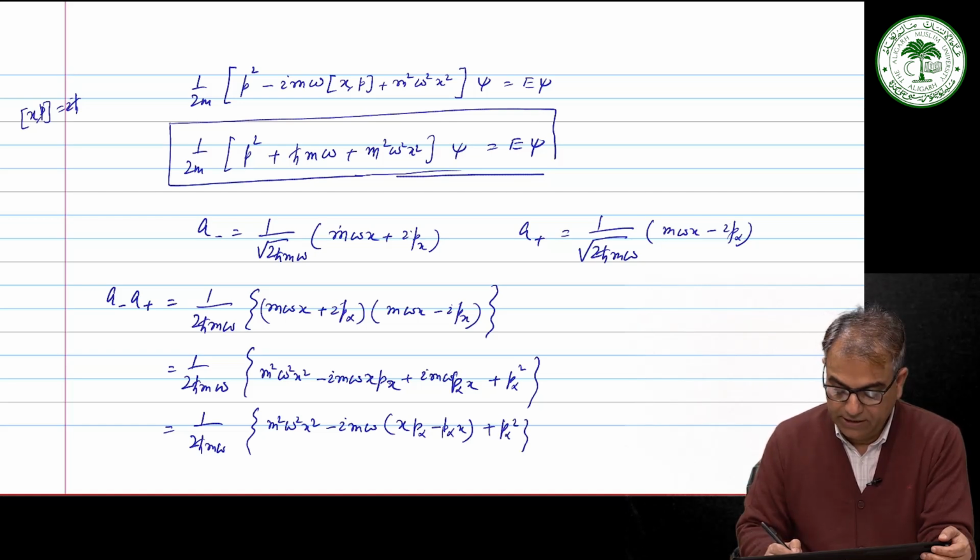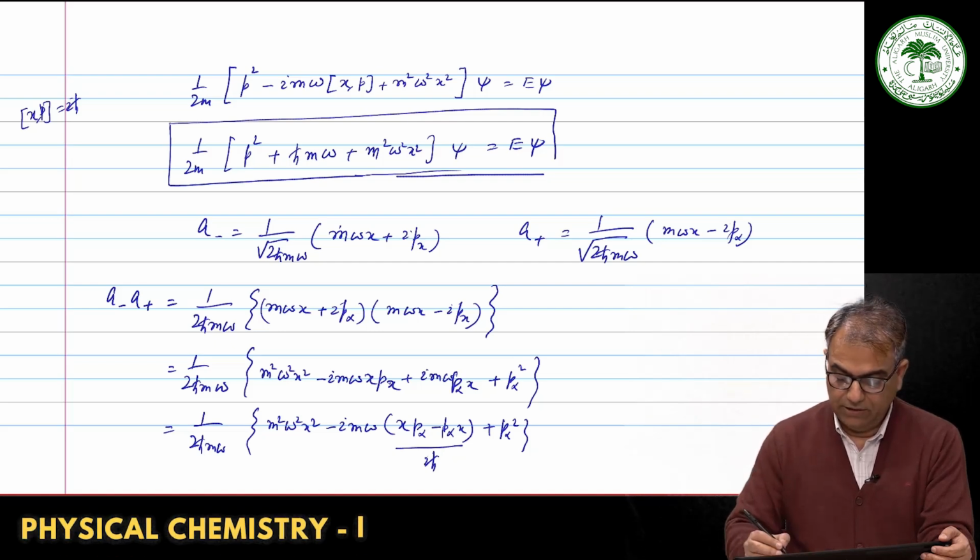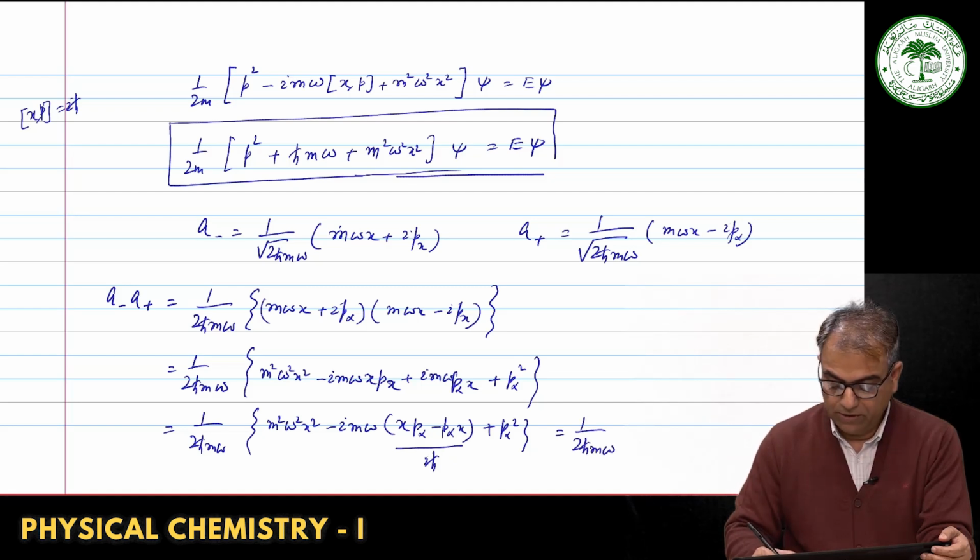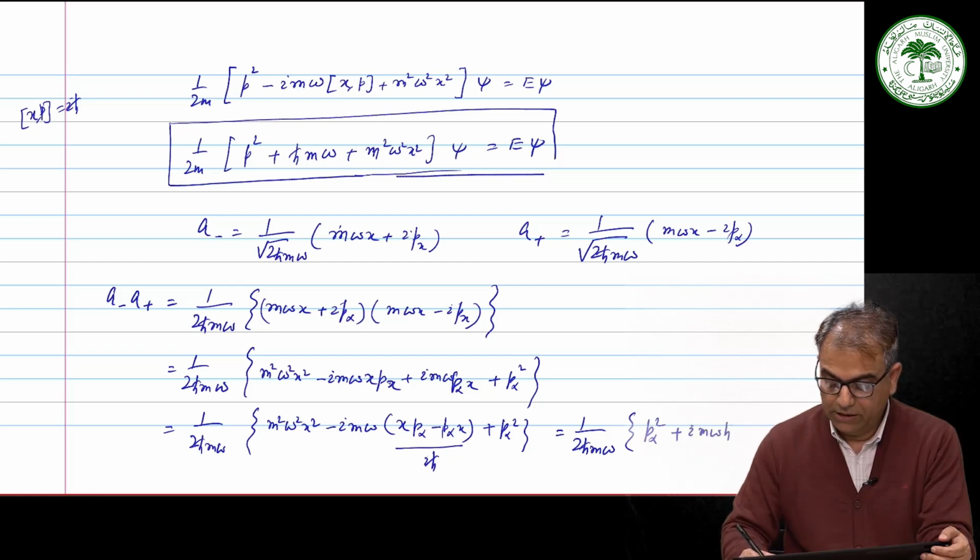So, what do you get here? Again, this is equal to minus I h cross, this you know, this is equal to I h cross. So, I square will be there and minus will become plus, and you will have I. So, this you can write as 1 by 2 H cross m omega, and then you write p x square, you bring it this side, then plus, this is plus sign, and I h cross will be I m omega h cross, and then plus m square omega square x square.